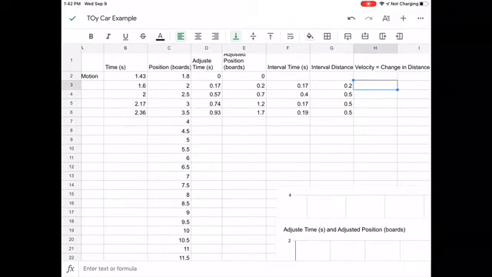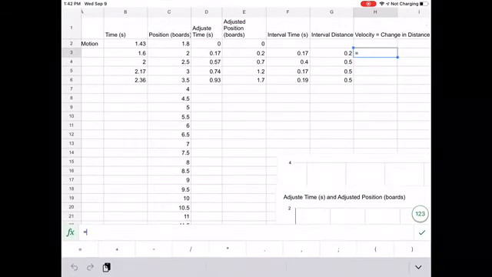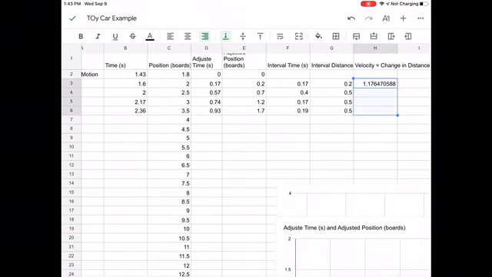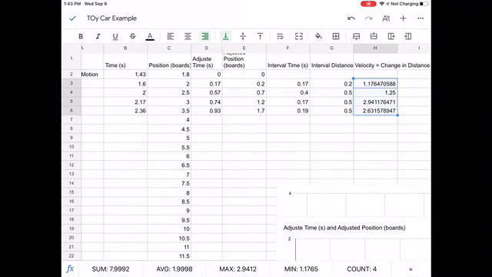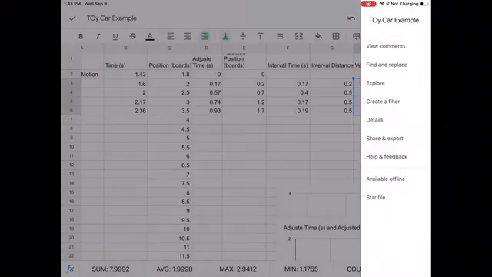Now to find velocity, we can do the same thing. Velocity here, we said above, it's going to be the change in distance divided by the change in time. And here's another formula that we can fill down. Now these numbers have a lot of decimal points, and that doesn't really make sense. We didn't measure that exactly. So we should be able to go through and change how many decimal points are being displayed.